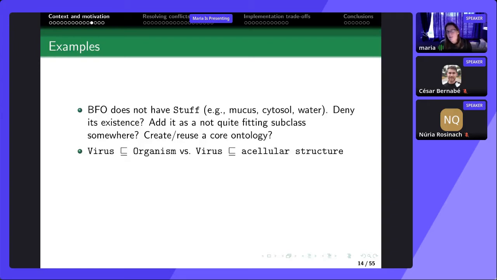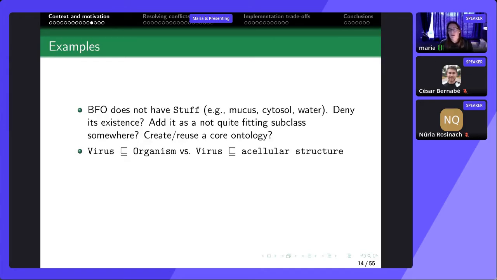So to give some examples of the kind of conflicts, what do we talk about when we talk about conflicts when you develop an ontology, be it from scratch or when you integrate and reuse something? You may have heard about the Basic Formal Ontology, especially if you are already in the bio-ontologies area. One example is, for instance, that BFO doesn't have stuff. They are indicated in natural language with mass nouns, such as mucus, citrus, soil, and water. And then what are you going to do? Because you would want to represent those kinds of things because they occur out there in biology, microbiology, chemistry, and so on. So what are you going to do?